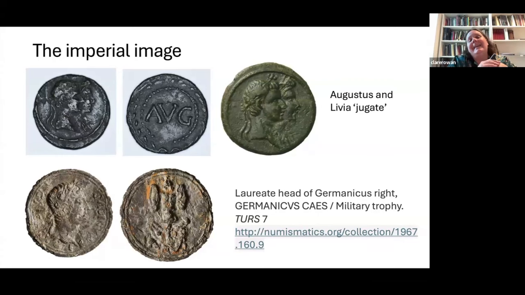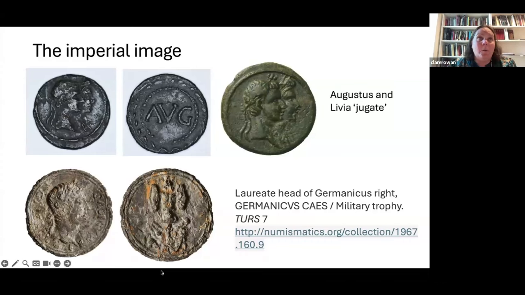So having had this brief introduction to Roman tokens, I'm just going to now look at things that they tell us. And this is not going to be exhaustive because they can tell us a lot, but hopefully it will show you what we can learn from tokens, what tokens can offer us. And the first thing is essentially they offer us a really interesting insight into the imperial image.